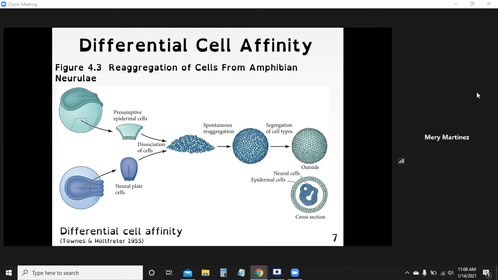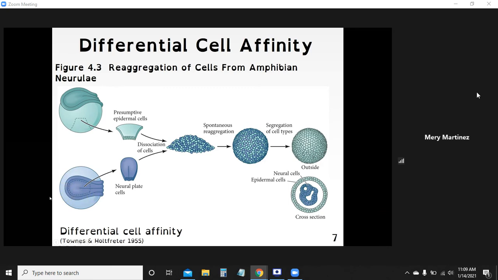Okay? So what we see in this image are some experiments that were done by Townes and Holtfreter back in 1955. They were using a neural tube stage amphibian embryo. We have an embryo that has already gone into neurula, and we know that it's neurula because we have the neural plate right here. This is what is going to form the neural tube.